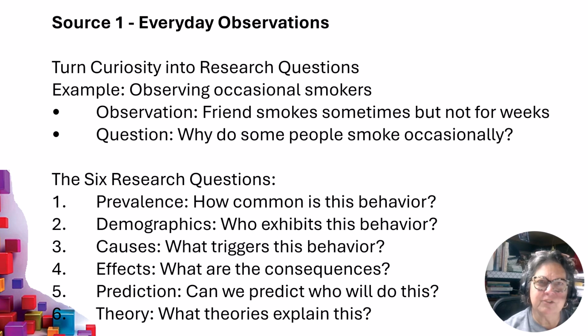Your daily observations are gold mines for research ideas. When you notice something unexpected or interesting, ask yourself these 6 questions. For example, if you know someone who smokes occasionally but can go weeks without cigarettes, you might wonder, how many people are occasional smokers? Are they mostly men or women? What triggers them to smoke? What are the health effects? Can we predict who becomes an occasional smoker?